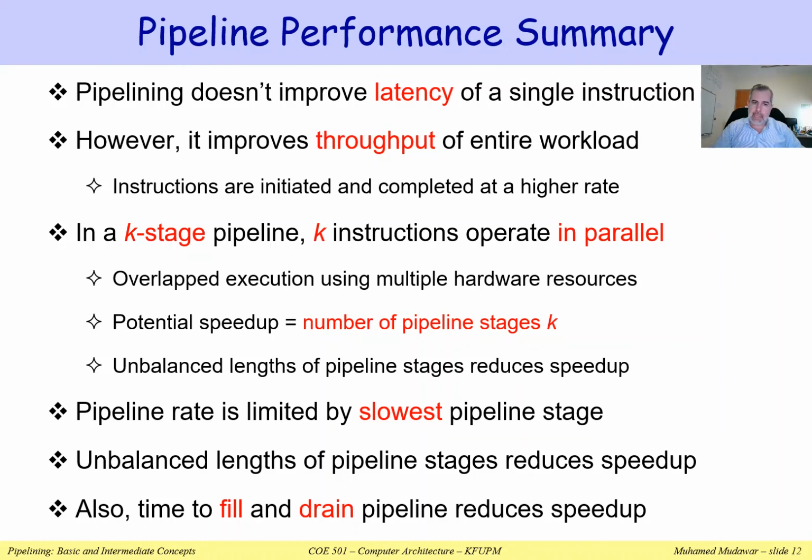The reason is that the stages of the pipeline might be unbalanced. If we have unbalanced delays in these different stages, this will reduce the speed up. So it is very much desirable to have the stages balanced in order to achieve a higher speed up. If you have one stage which is slow, this is going to increase the clock cycle and reduce the clock frequency, and this would result in a reduced speed up. Also, we have the time to fill and drain the pipeline.